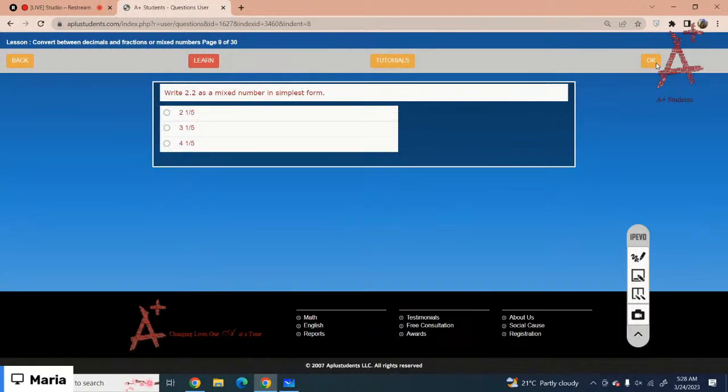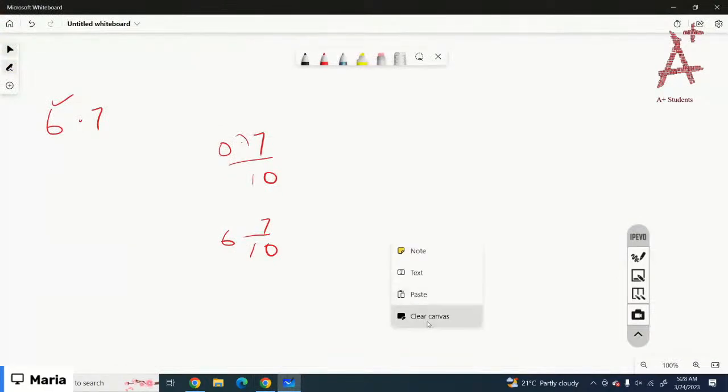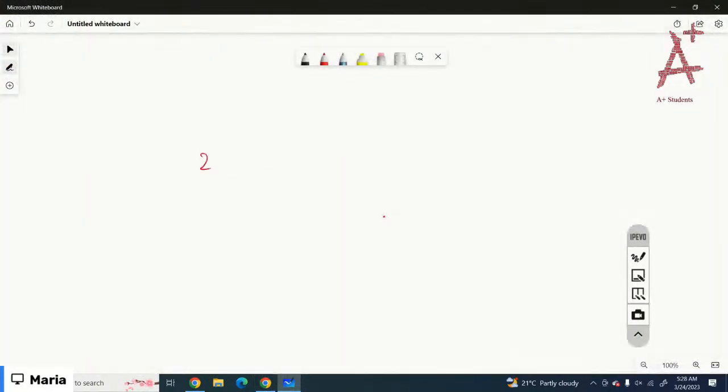Okay, write 2.2 as a mixed number in simplest form. So how do we write 2.2 in mixed form? Okay, let me just do it on the board. Here you have 2.2. So just remove the decimal, it would be 22 over 10. Okay, just divide. Got it? Wait, let me just see. 22 over 10. Let's divide it by the common number 2. It would be 2 times 11 and 2 times 5.